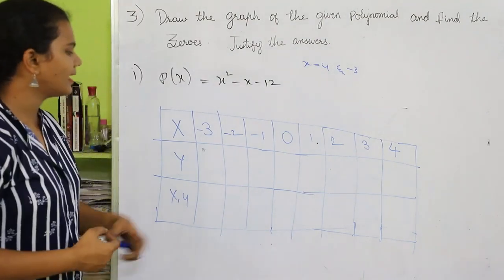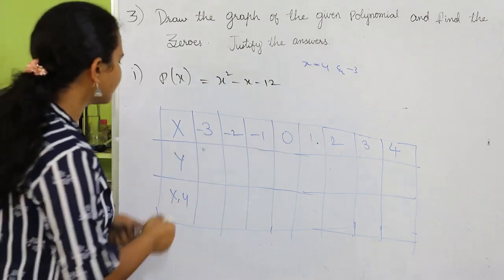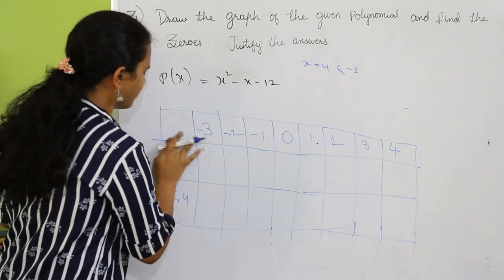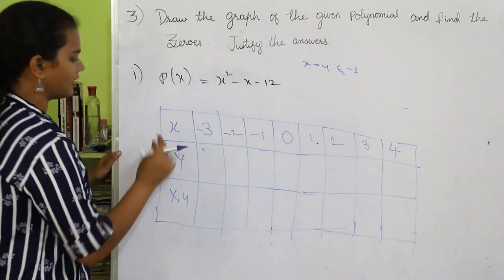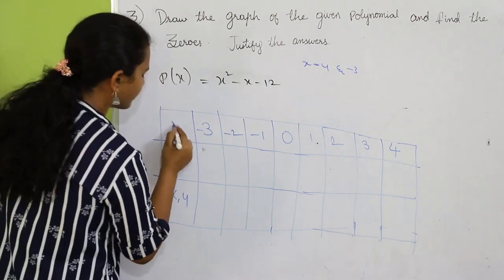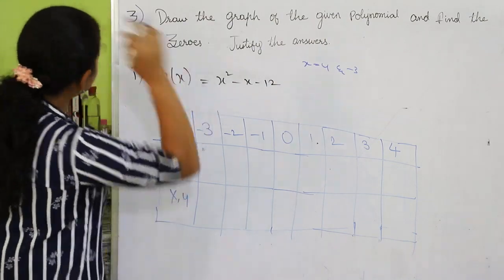Okay, now here for minus 3, minus 2, minus 1, 0, 1, 2, 3, 4, that's all. These are the x values. We need the x value, the y value, and the x comma y value. Now what you do, guys, is substitute. First you take x minus x.